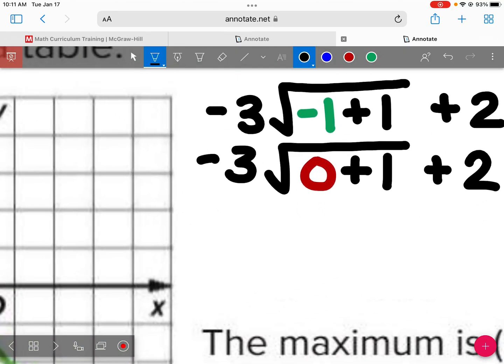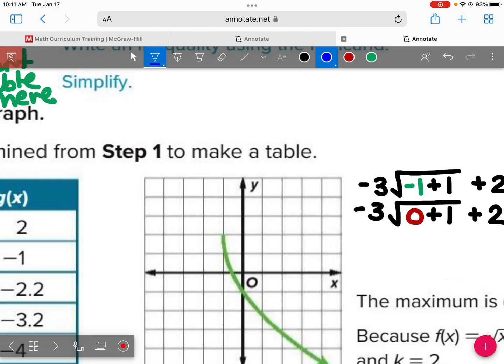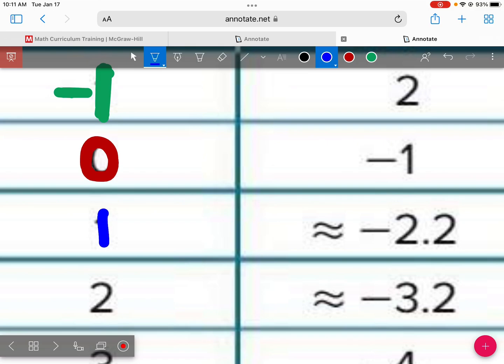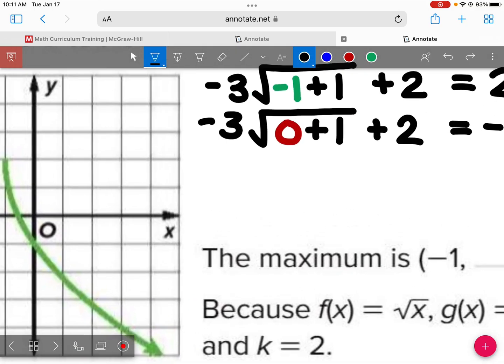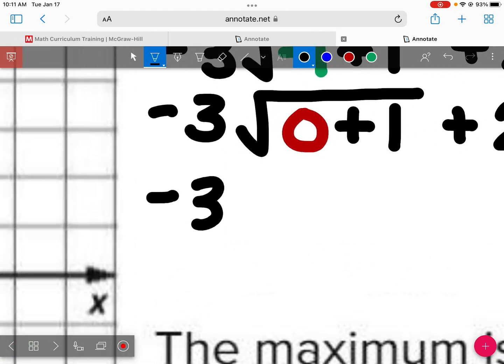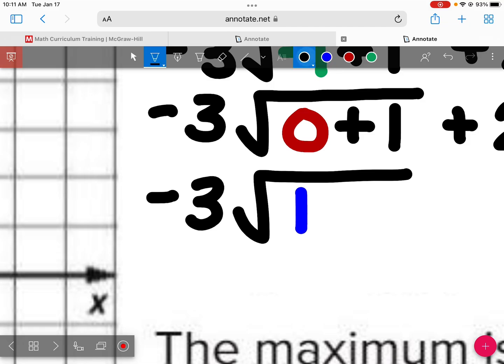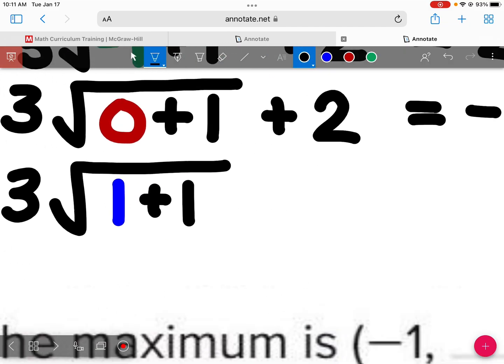What's the next value that we wanted to use for x? -1. So I'm going to type it in my calculator just like I've done the previous two. So I have -3 and then square root of 1 + 1. Use the arrow keys to come over and +2.